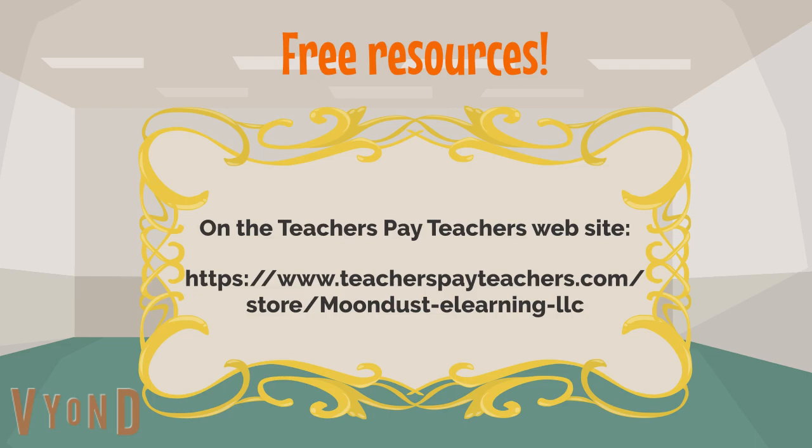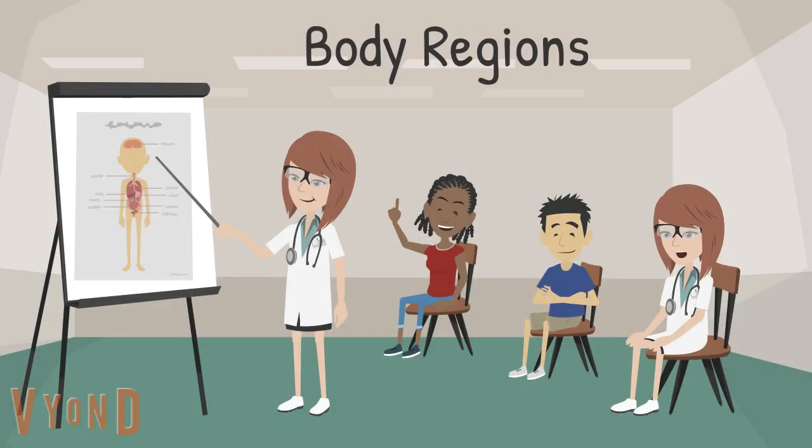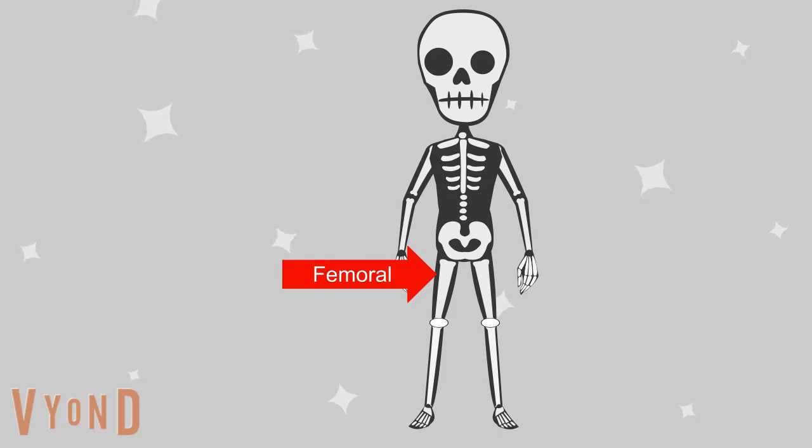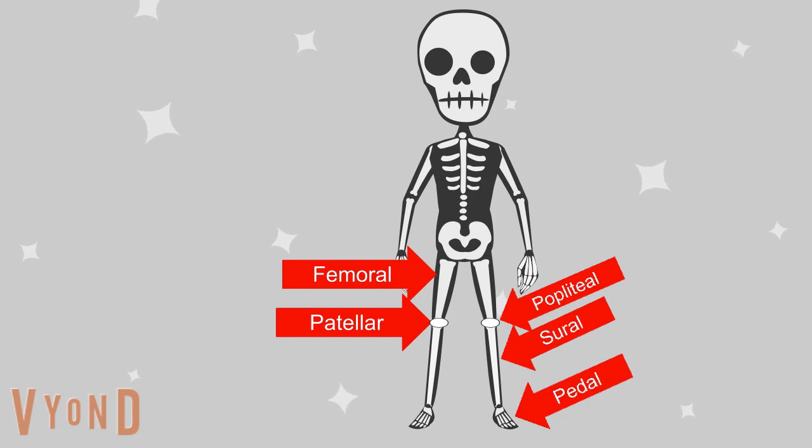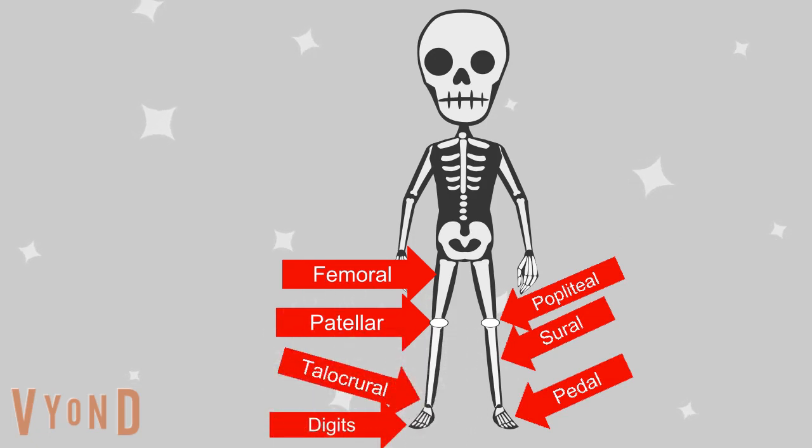Let's get started. The body is divided into body regions. The body regions of the leg, knee, and foot are called the femoral for the upper leg or thigh, patellar for the front of the knee, popliteal for the back of the knee, sural for the lower back of the leg. The foot is known as the pedal. The toes are known as digits. And the talocrural is the ankle.